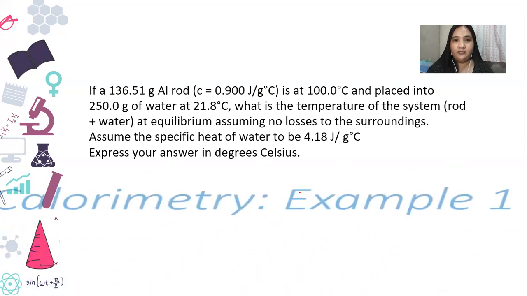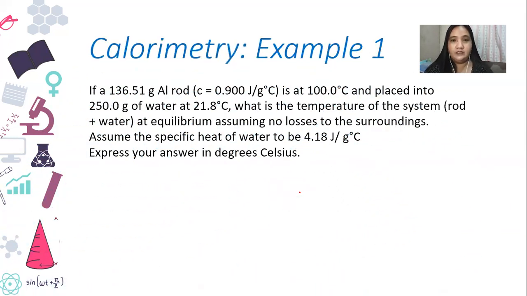Okay, to strengthen that, let's have two problems also. It says here, a 136.51 gram aluminum rod, the specific heat of aluminum is 0.9, is at 100 degrees Celsius and placed into 250 grams of water at 21.8 degrees Celsius. What we're looking for is the final temperature of the system at equilibrium, assuming no losses to the surroundings. Assume that the specific heat of water is 4.18 joules per gram degree Celsius. And of course, we're looking for the final temperature in degrees Celsius.